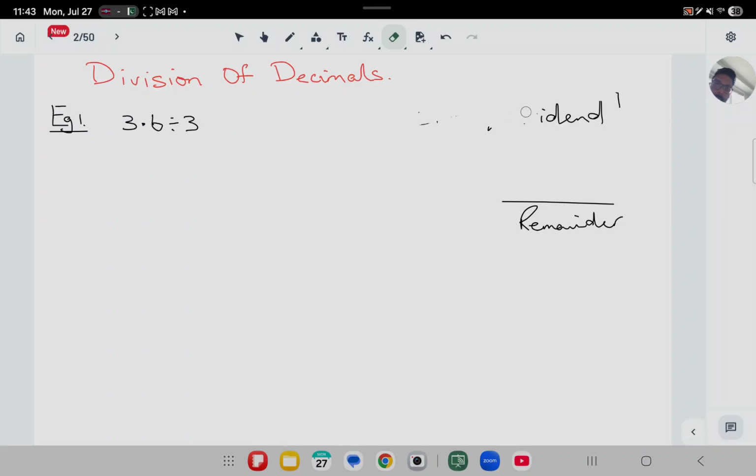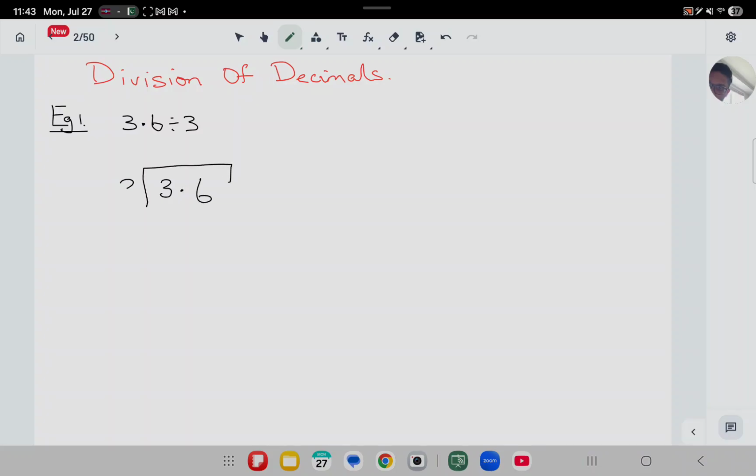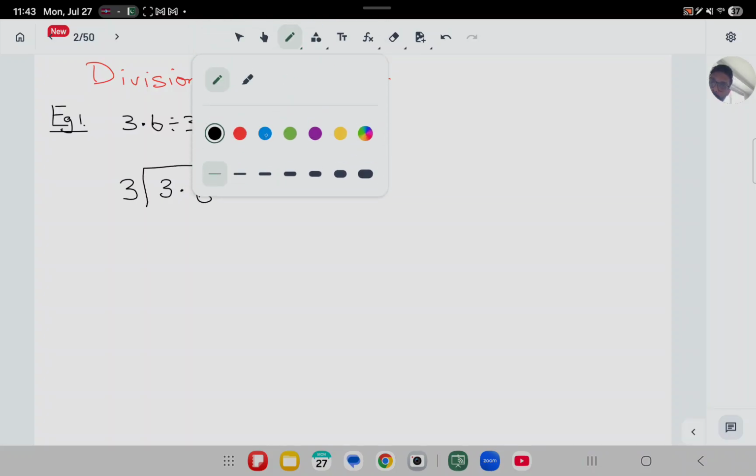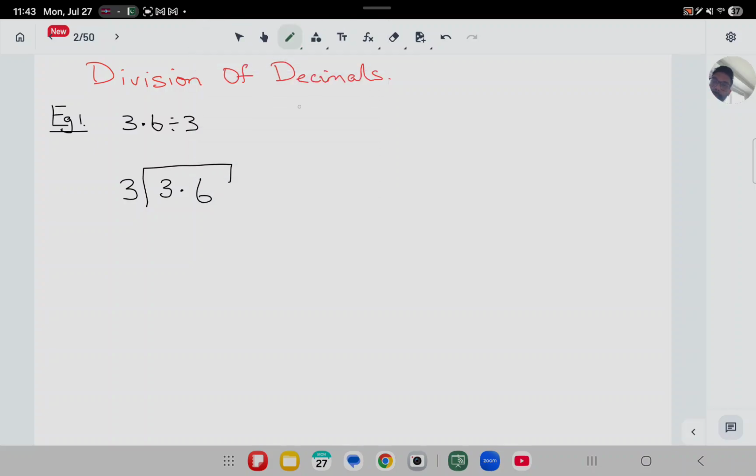So looking at our example here, we have 3.6 divided by 3. So we have a decimal divided by a whole number. We write this as 3.6 divided by 3, and we follow the same steps involved in long division, which is to divide, multiply, subtract, and bring down.